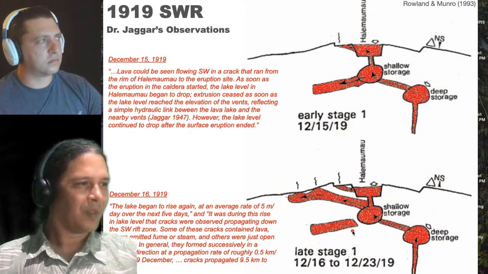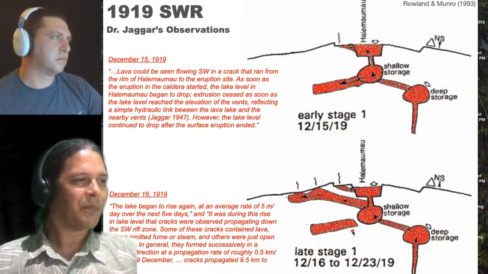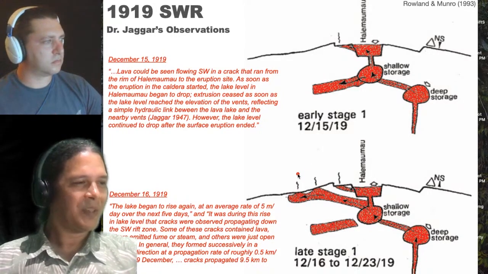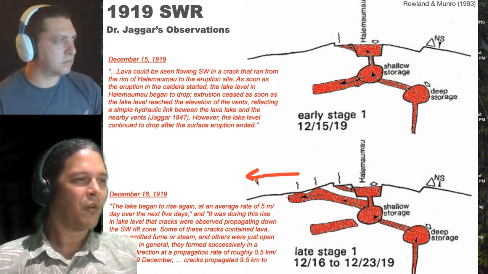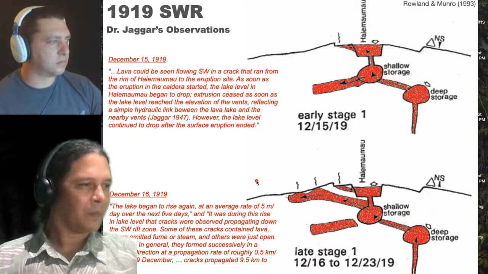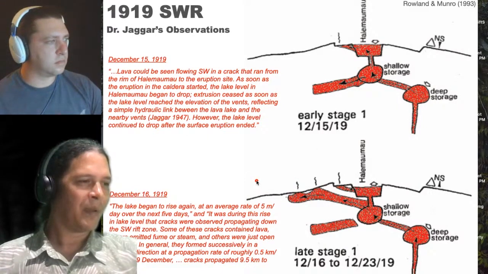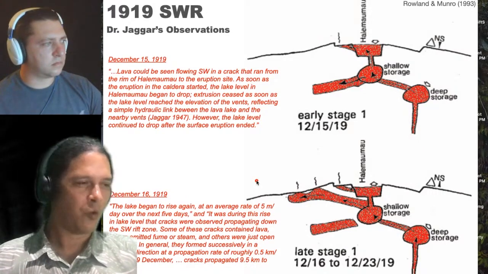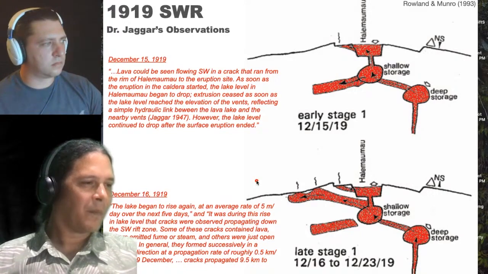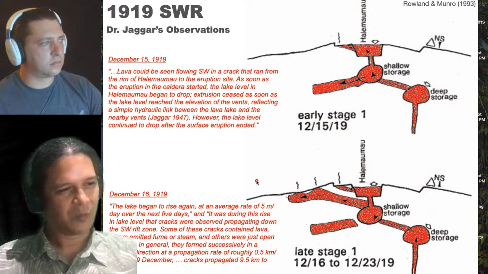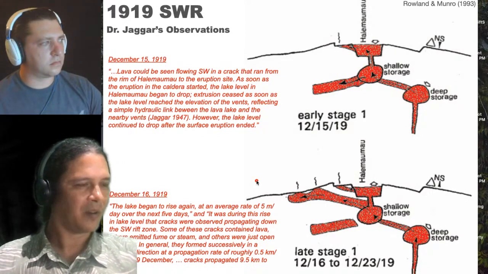December 16th, the lake began to rise again at an average rate of 5 meters per day over the next 5 days. And it was during this rise in lava lake level that cracks were observed propagating down the southwest rift zone. Some of these cracks contained lava, others emitted fume or steam, and others were just open fractures. In general, they formed successively in a downward direction at a propagation rate of roughly half a kilometer per day. That's roughly a quarter mile or so. By the 19th of December, cracks had propagated 9.5 kilometers to the southwest. And that's roughly 6 miles-ish to the southwest there.